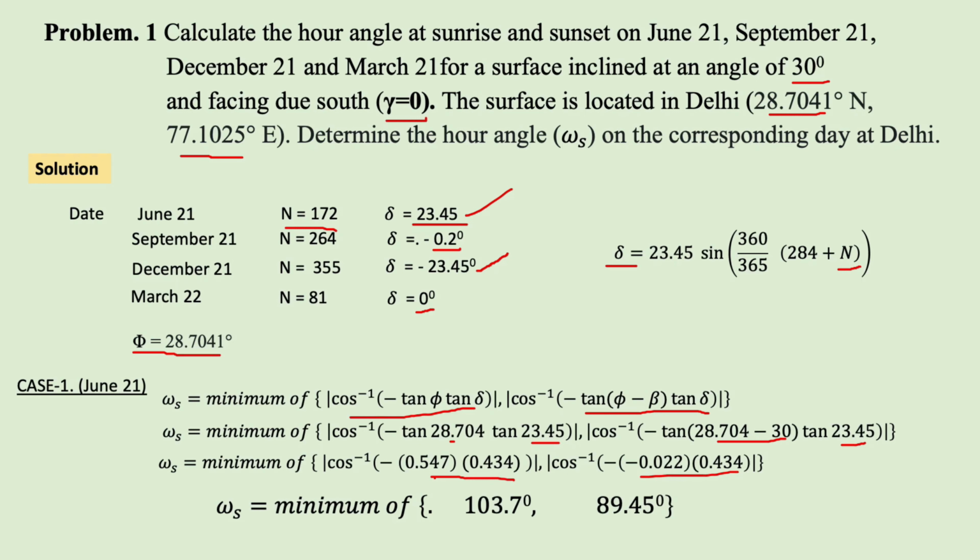It shows that if the surface is horizontal, then the R angle on June 21 will be 103.7 degree, but if the surface is inclined, then it becomes 89.45 degree. But as per the instruction, we have to take the minimum value of it. So on June 21, the value of R angle for the calculation point of view, we have to take 89.45 degree. Similarly, we'll take case 2.